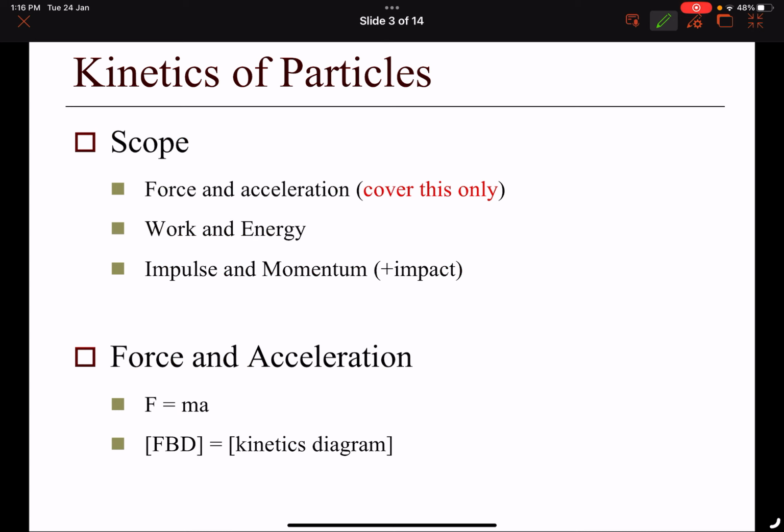So I move to the next slide, which is a particle. Actually, it is a rigid body as well. This is the scope that we cover in our syllabus. It is not similar to what mechanical students learn in their other graduate studies. In our biomedical engineering study, we only cover several topics, not all. What we cover is force and acceleration only, which is number one here. Work and energy we are not covering, and impulse and momentum are also not covered. So we only have force and acceleration.